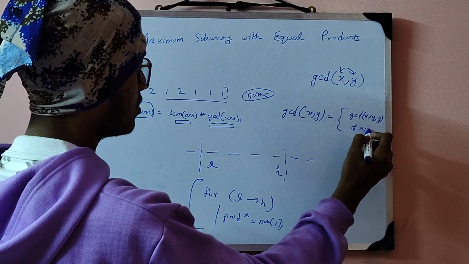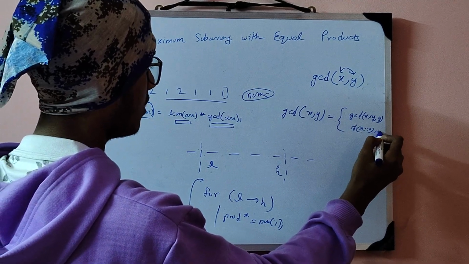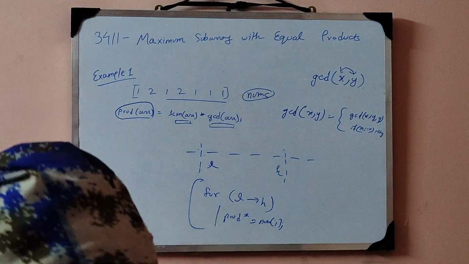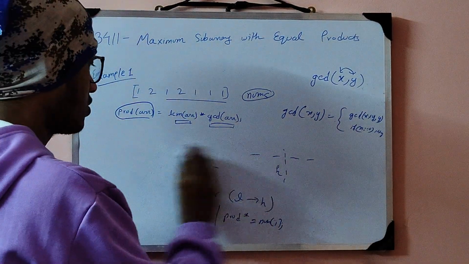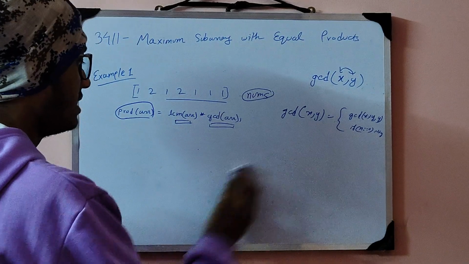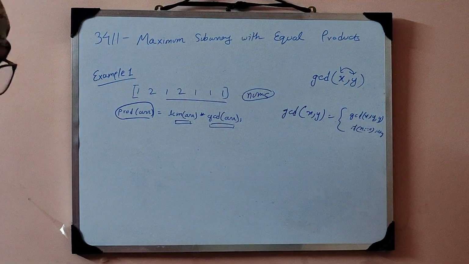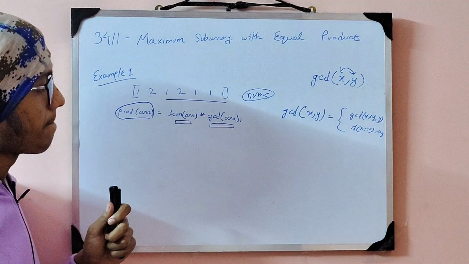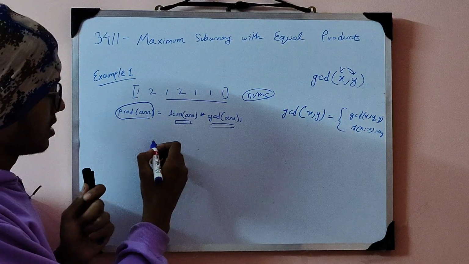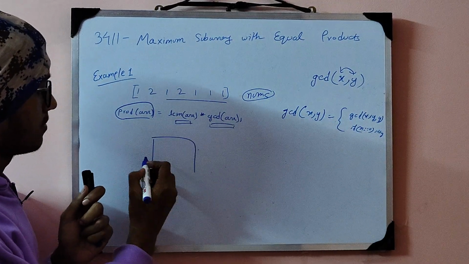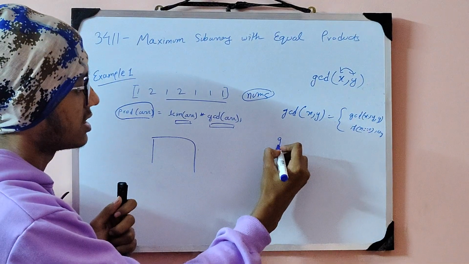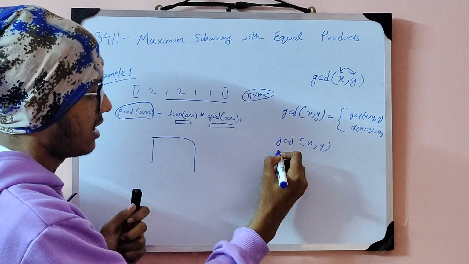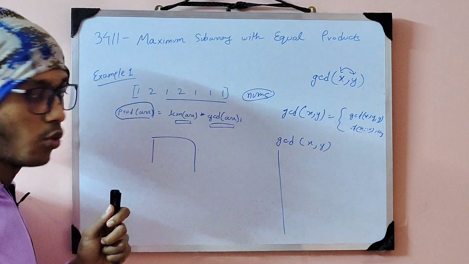if x is equal to 0, return y. So we are now focused on how to find the GCD of two numbers. Suppose we have taken two numbers; we will make a function here, GCD. We take two numbers x and y, and this will be my scope.